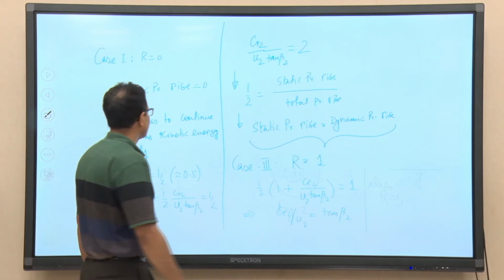What we will do now? We can see from this expression that the degree of reaction R can be written as 1 plus Cr 2 by U 2 into 1 upon tan beta 2, right. So, we can see that the degree of reaction is a function of the velocity ratio Cr 2 by U 2 as well as tan beta 2. So, now if we try to plot, which is very important to the pump designer.